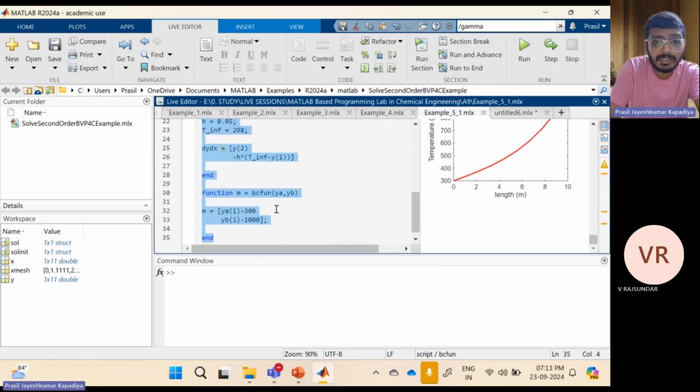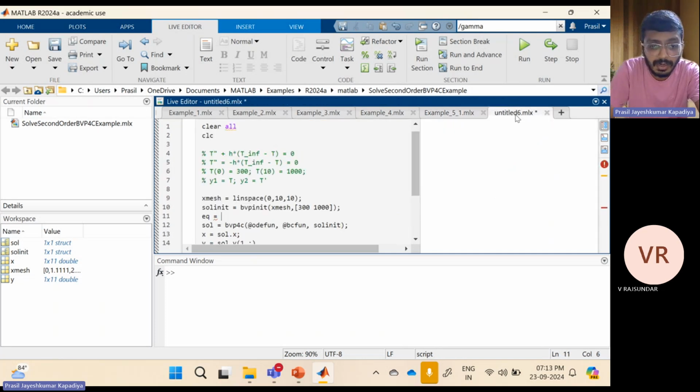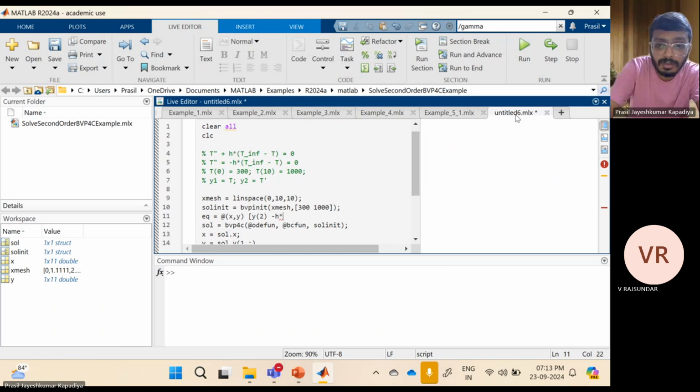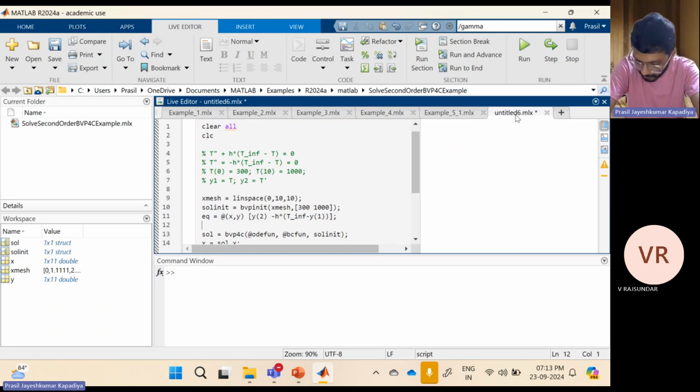It was x comma y. So here also we need to define the equation at the rate x comma y. My first equation is y of 2, I need this column, and my second equation is minus h into T underscore infinity minus y of 1. And I'm just closing. There's nothing new here, it's just a different way of representation.